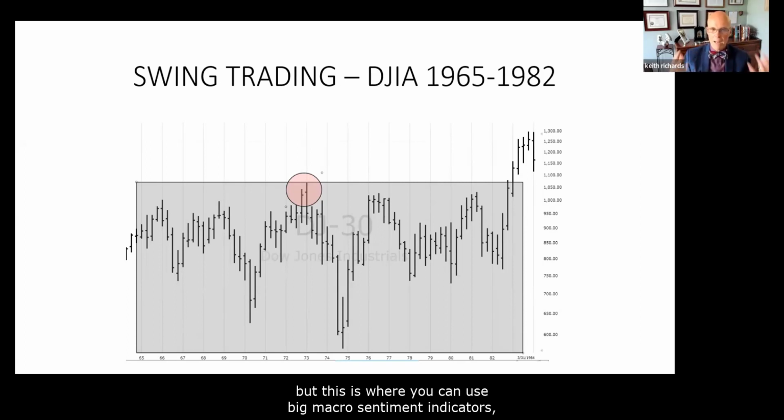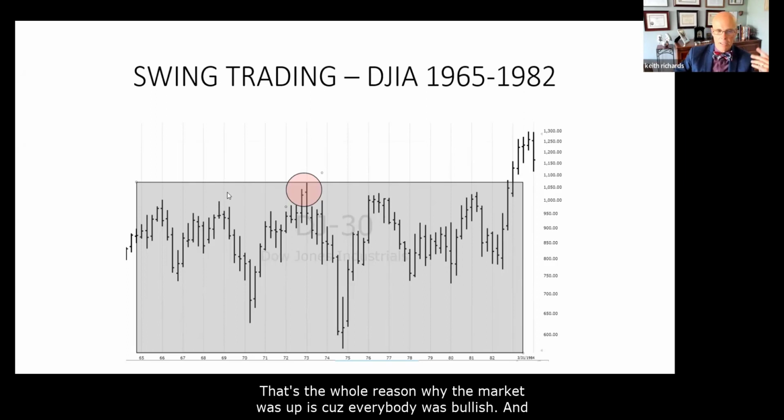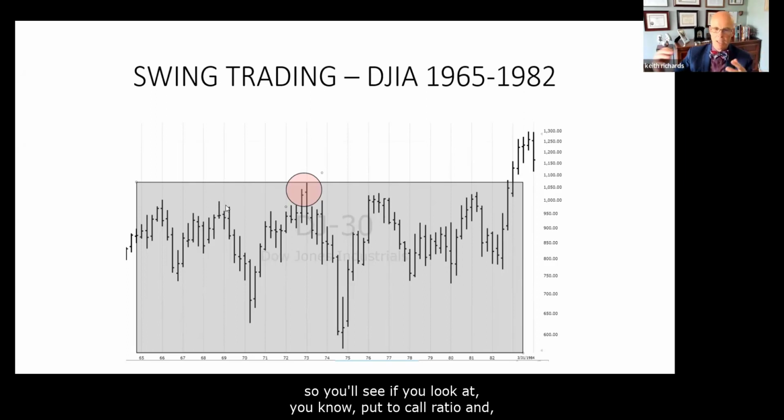this is where you can use big macro sentiment indicators, because I can tell you when the market's up here or here, say on this big swing pattern over the 17-year period, well, the bulls were out. That's the whole reason why the market was up, is because everybody was bullish. And so you'll see, if you look at put to call ratio and all this kind of thing, the smart money, dumb money, and even the CNBC investor fear index, it'll be very, very bullish. Market participants can be very, very bullish. The AAII study will show a very, very big pile of bulls.